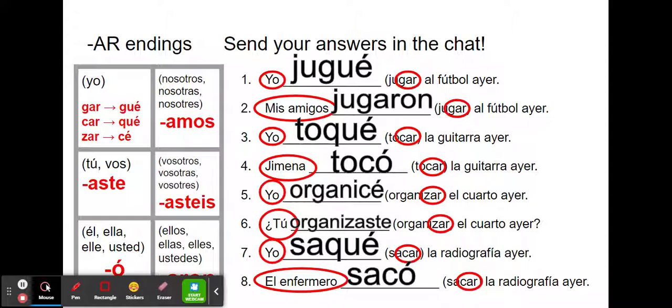So hopefully that practice helped. Let me know if you guys have any questions. And that is it for our GAR, CAR, ZAR, irregular preterite tense verbs.